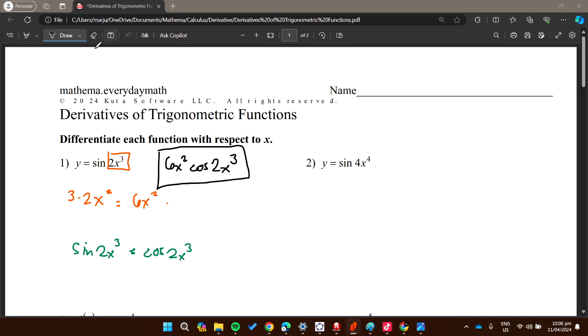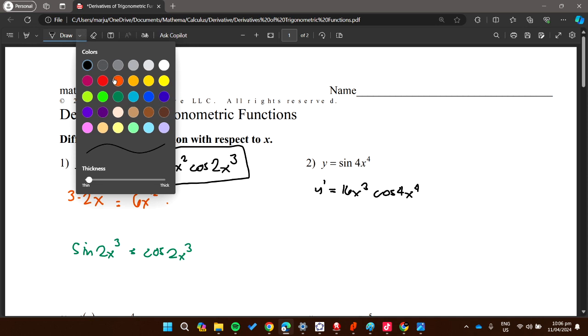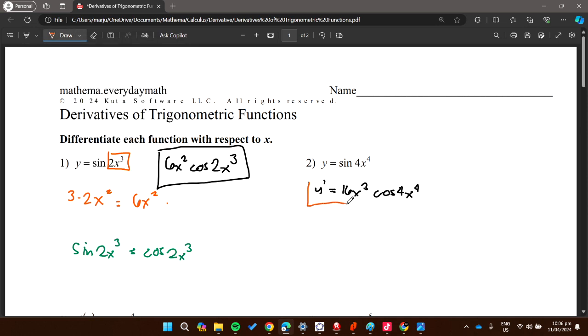Alright, so, sa labas, meron tayong y prime. This is just again, derivative of this, that is just 16x cubed. And then the derivative of sine 4x to the 4th, that is just cosine 4x to the 4th power. So this will be our answer, right? So very straightforward.